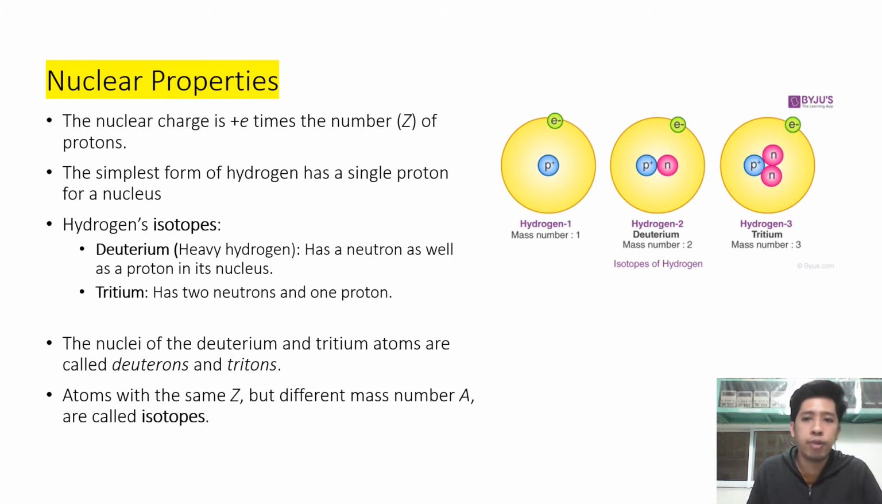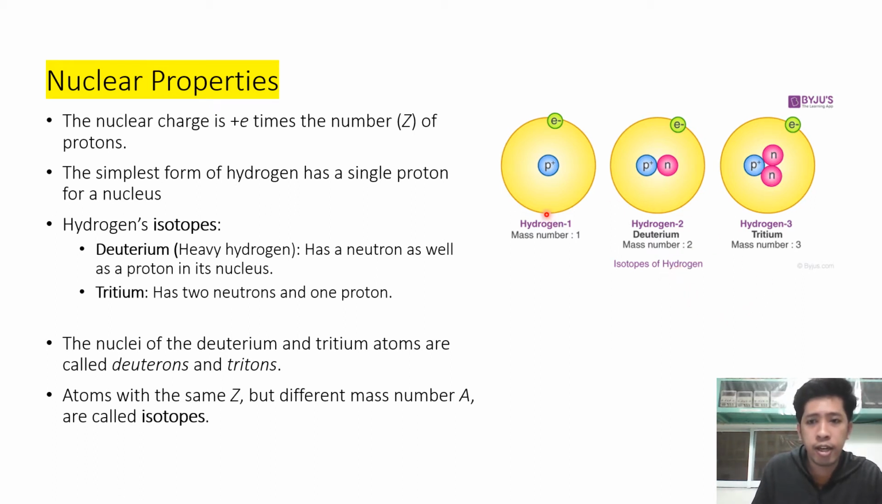Other nuclear properties. The nuclear charge is plus e times the number Z of your protons. The simplest form of hydrogen has a single proton in the nucleus. So this is your hydrogen-1. And the next simplest is your deuterium and then your tritium. These are hydrogen's isotopes. Deuterium is also called your heavy hydrogen. It has a neutron as well as a proton in its nucleus.